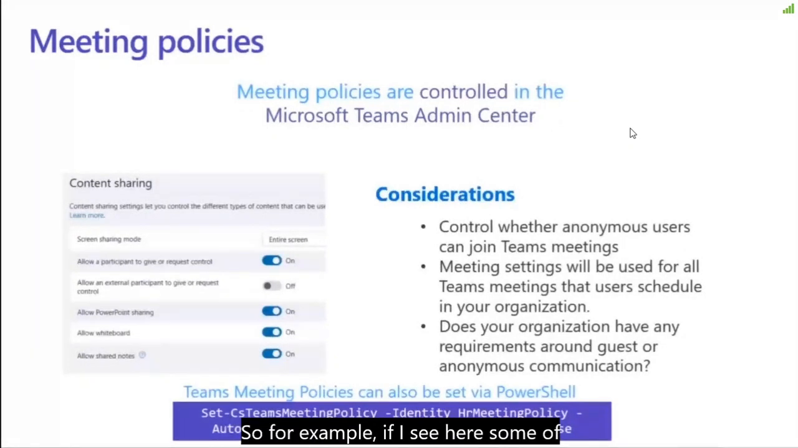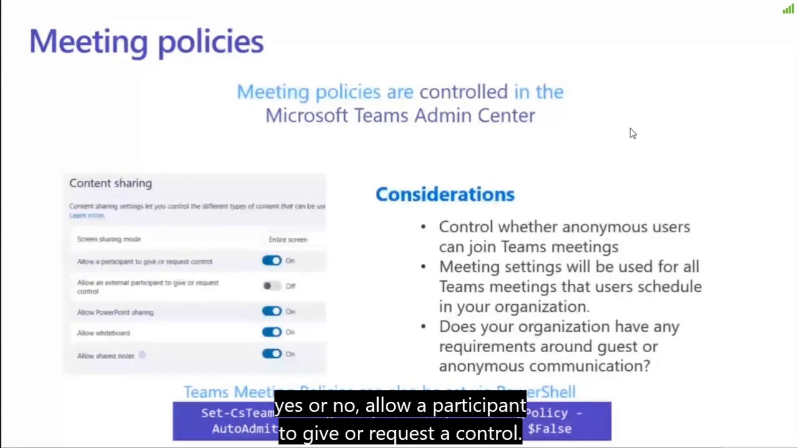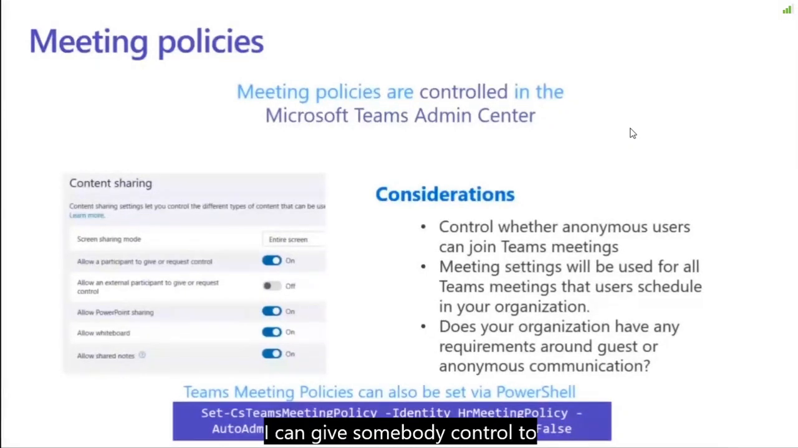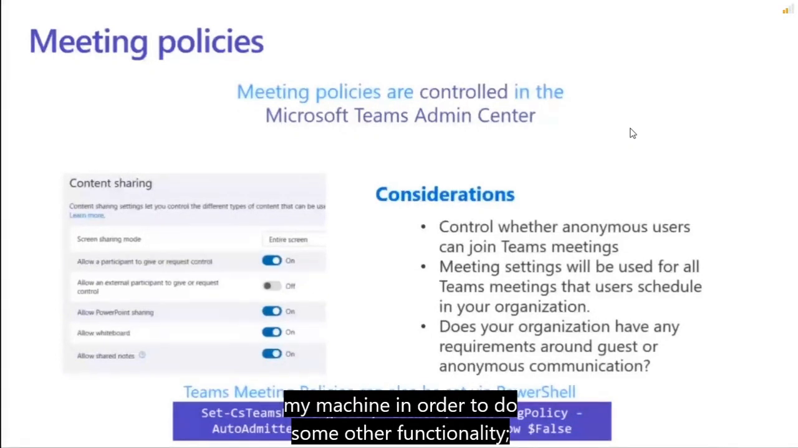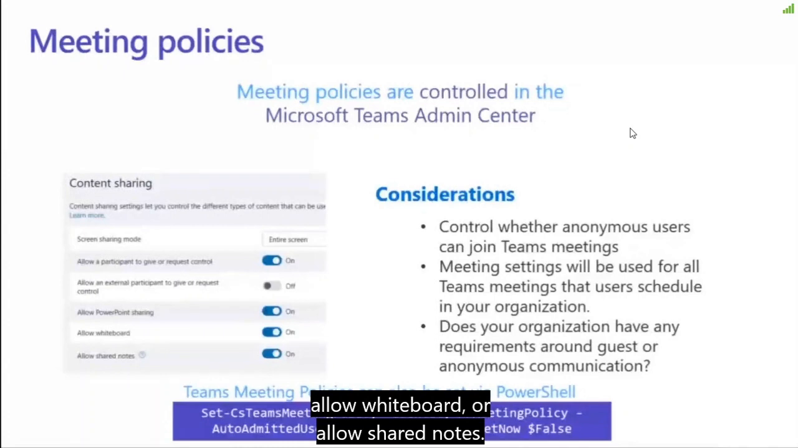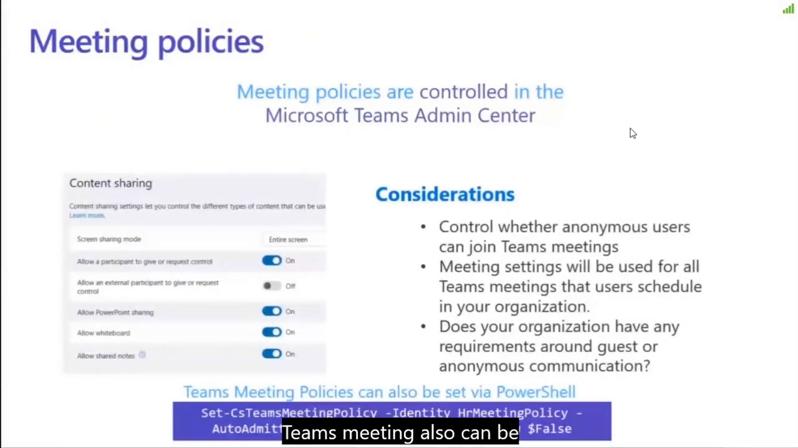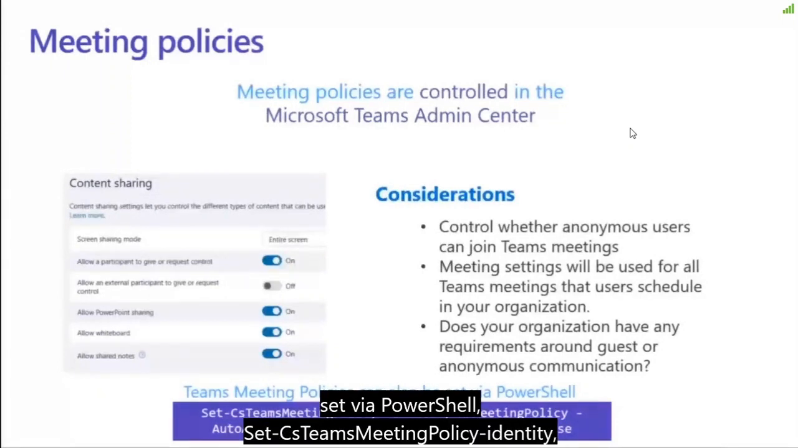So for example, if I look at some of the policies here, can I enable screen sharing mode in the meeting, yes or no? Allow a participant to give or request control. So I would like, for example, to give somebody control of my machine in order to do some other functionality. Allow an external participant to give or request control, so people outside my organization can take control of my desktop. Allow PowerPoint sharing, allow whiteboard, or allow shared notes. You can also create multiple meeting policies and assign the policy per user, and the user policy will override the org-wide settings. Teams meeting policy can also be set via PowerShell.